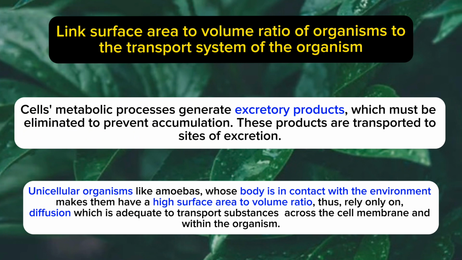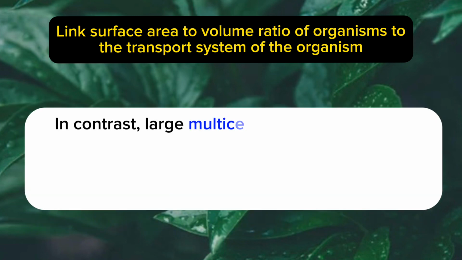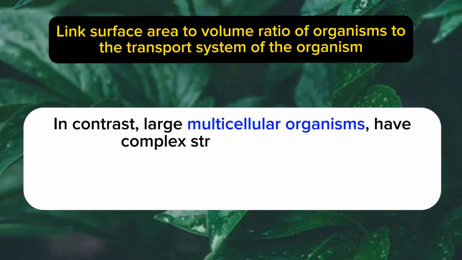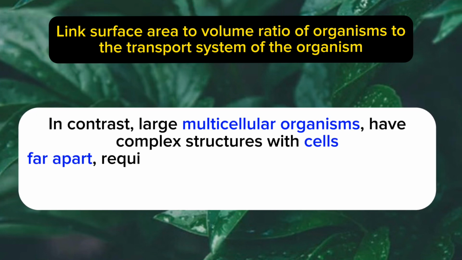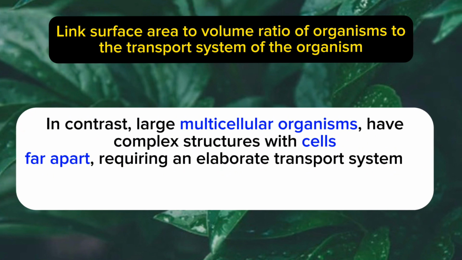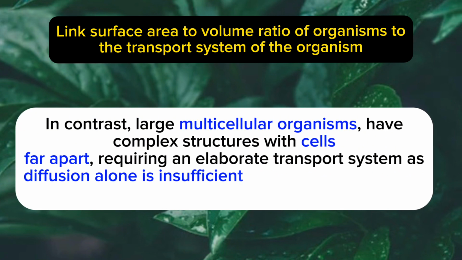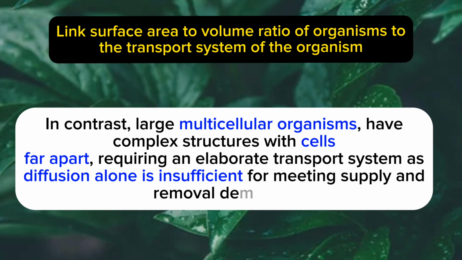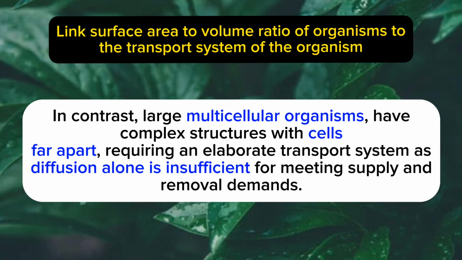Another part that you're supposed to answer when given this particular question of linking surface area to volume ratio is, in contrast, large multicellular organisms have complex structures with cells far apart, requiring an elaborate transport system, as diffusion alone is insufficient for meeting supply and removal demands. So a multicellular organism cannot rely on diffusion only as its transport system. So they need another, very complex transport system.